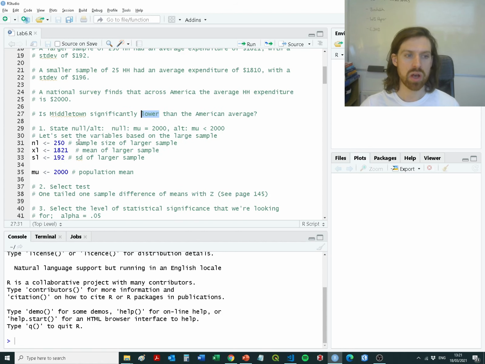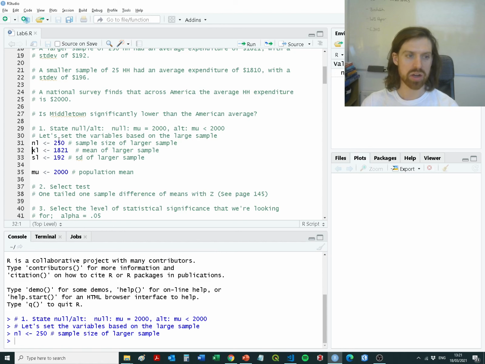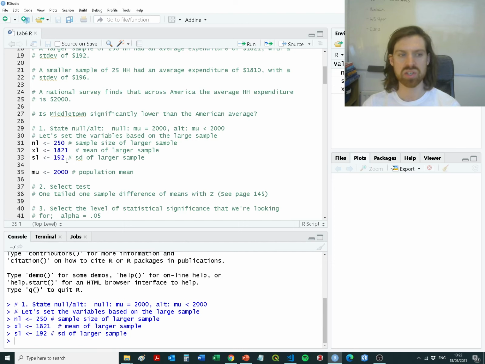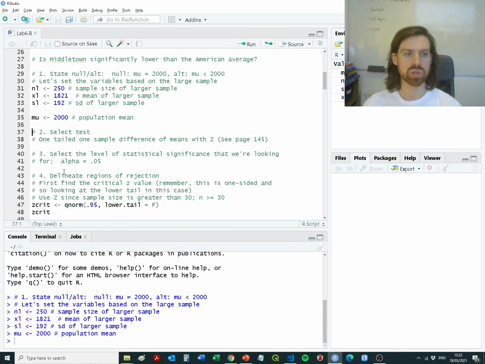So let's take the sample sizes. So the number of items that we had within the sample, n is 250. L here stands for the largest sample, so we'll work through the smaller sample later. So let's just start with NL for the number of data points that we've got. And the mean of this larger sample is $1,821 on average per household for energy expenditure, and the standard deviation for that larger sample is $192. Okay, and then we have a population mean mu of $2,000 on average per household. Okay.